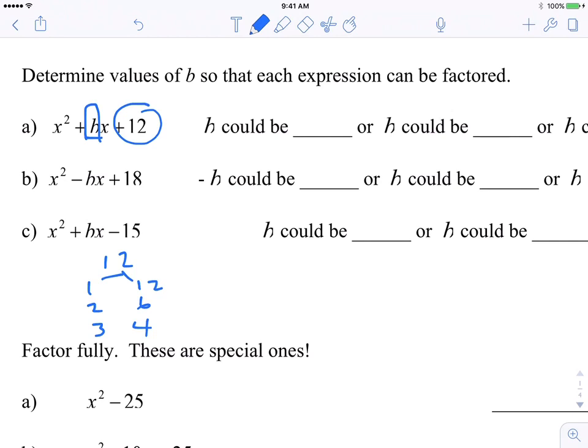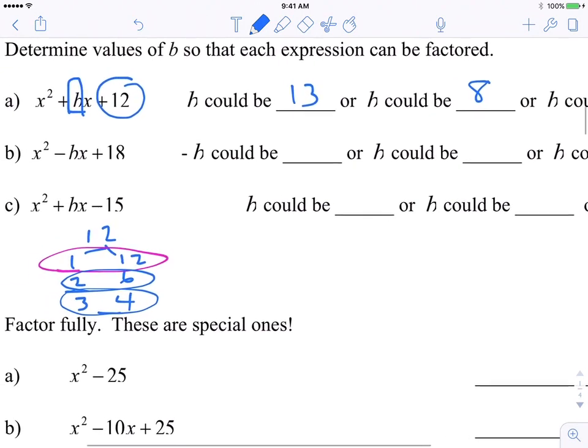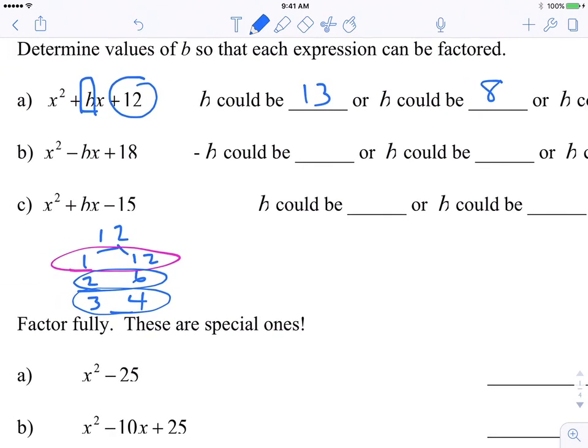So if my answer is positive 12, I could have a positive 1 and a positive 12 as my factors. And so I could look at that as my two positive factors. And if the answer indeed is 1 and 12, then b could technically add up to 13, because 1 times 12 is 12, but 1 plus 12 is 13. b could also be 2 plus 6, which in this case would be 8. So b could be 8. And then my last example, 3 and 4, so b can actually be 7 as well, because 3 times 4 is 12, but it adds up to 7.